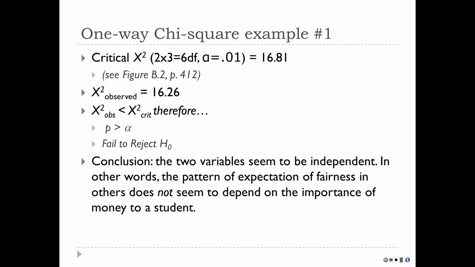Or we could be more technical in saying the evidence does not suggest that there is any dependence. The null hypothesis that they are independent is what we have to retain. We can't reject that. The data don't give us evidence to reject it. So the pattern of expecting fairness in other people does not seem to depend on how important money is to you if you're a high school student in this study. So the next step, we do nothing. We don't do anything else because we're done.